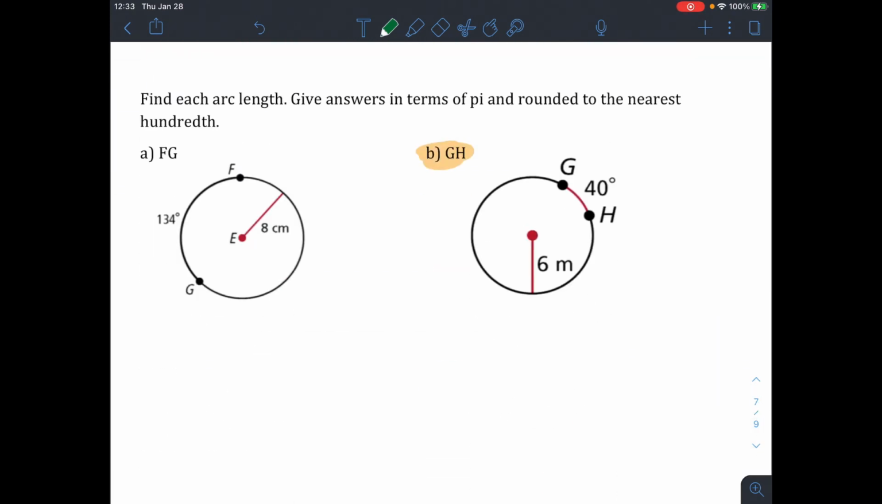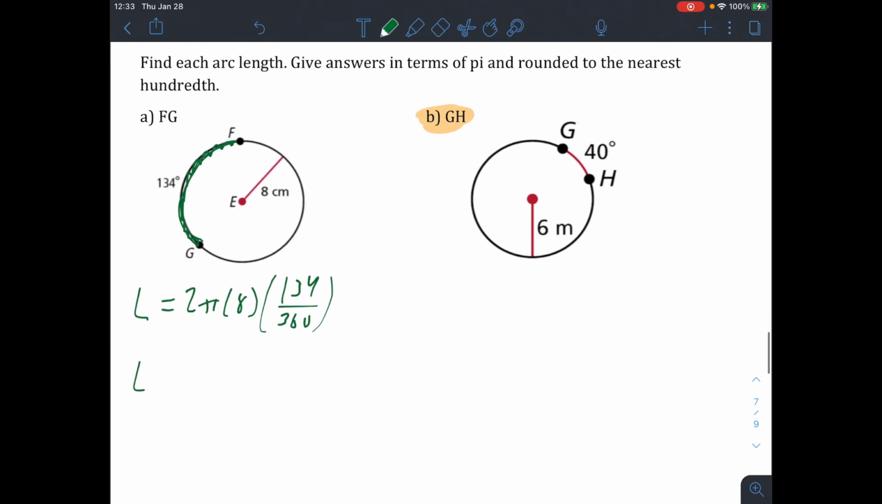So here's an example of that. It says find the length of FG. So here's the length of FG right here. We know its measure is 134 degrees, so we've got to find the length. So how do we do that? Well, we're going to say that the length is going to be equal to 2 times pi times the radius, because that's the circumference. And we're going to multiply that by 134 over 360.